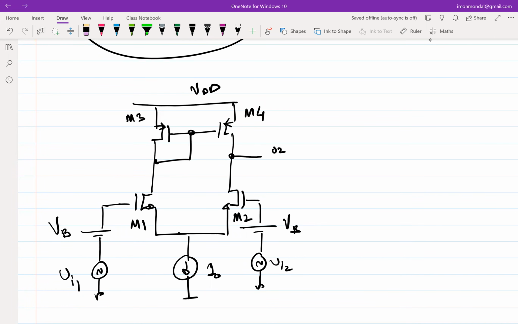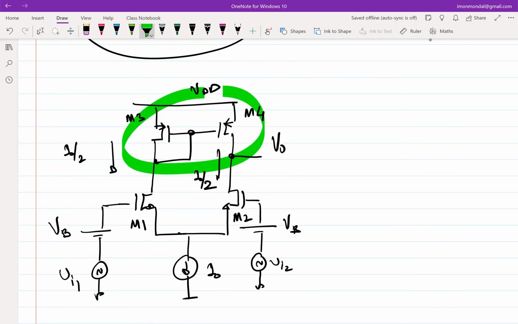Now, since I only have one output, I can as well call it V0. So this current is I0 by 2. This current is also I0 by 2. This is again a differential pair with a current mirror load, because this stuff over top is essentially mirroring the current from one half to the other.